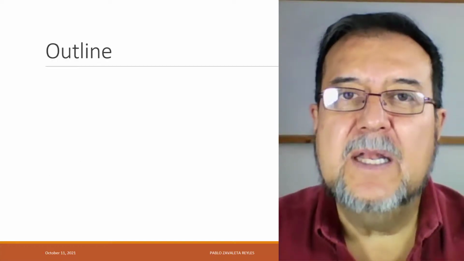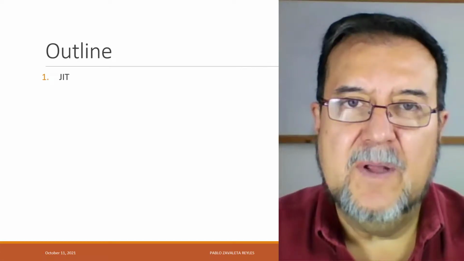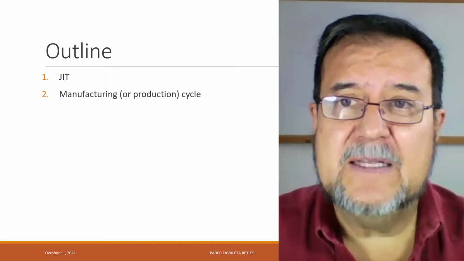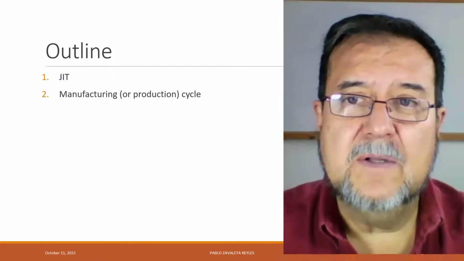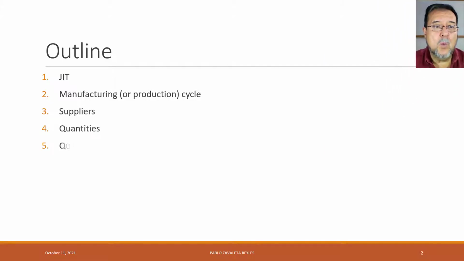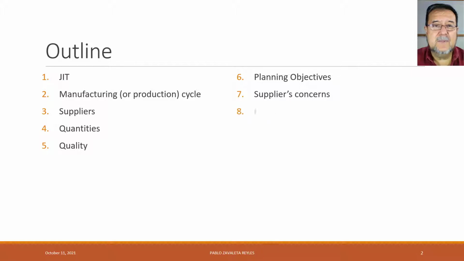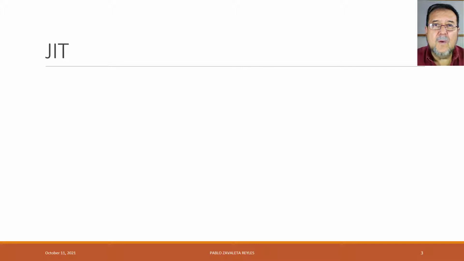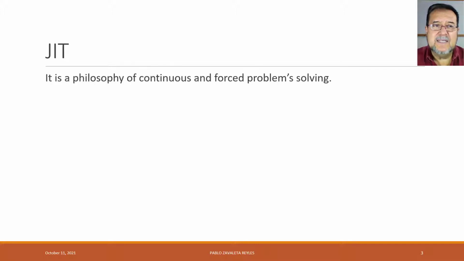As always, let's start with our outline. We will define what is JIT, we will see how it affects the manufacturing cycle, we will talk about suppliers, quantities, quality, planning objectives, suppliers' concerns, plant distribution, flexibility, and the consequences for employees of the JIT. So let's start first with what is JIT.